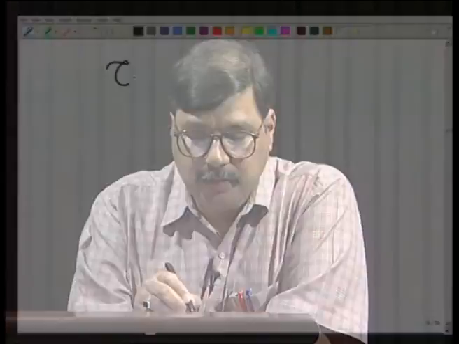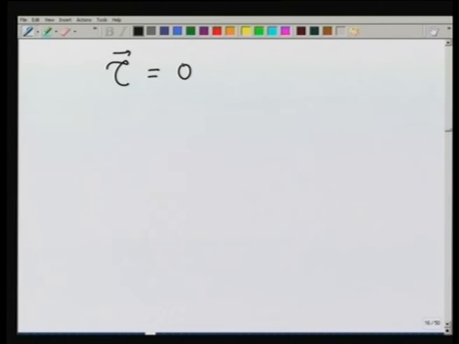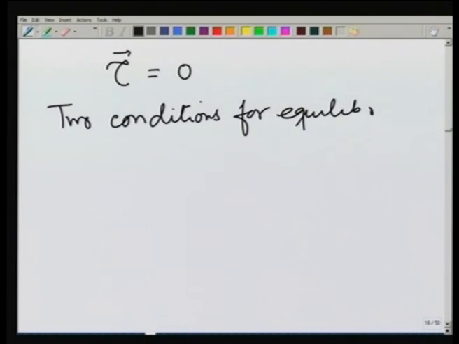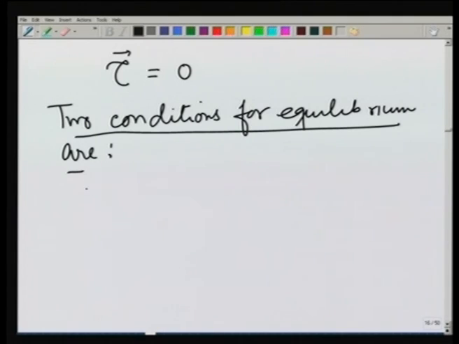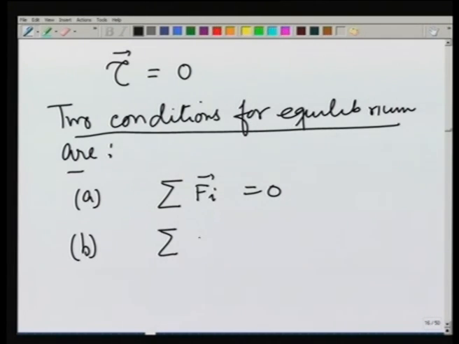So, if we want that, in addition to not moving, the body also does not rotate for equilibrium, then the torque on the body should also be 0. So, two conditions for equilibrium are: A, the sum of all the forces F_i be 0, then the body would not move, and B, the sum of all the torques applied on the body should also be 0.